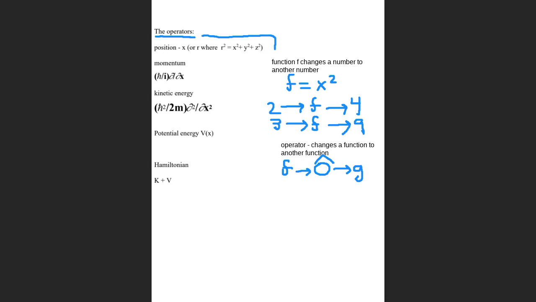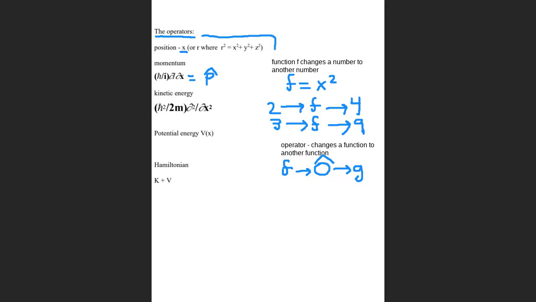Now, every physical observable in quantum mechanics has a corresponding mathematical operator. For example, in one dimension, there is a position operator x, which means simply multiply by x. The momentum operator is a little trickier. It's often written p with a hat, but it's h bar over i d dx.